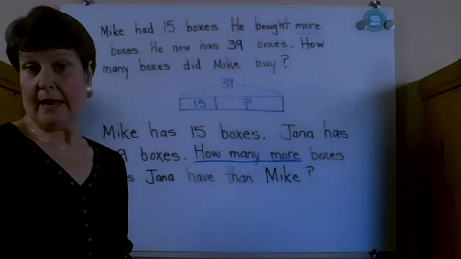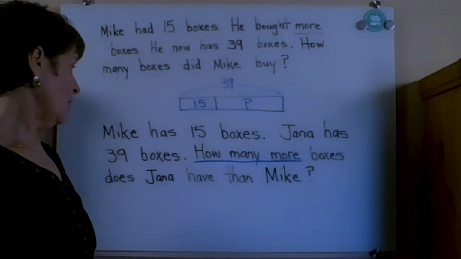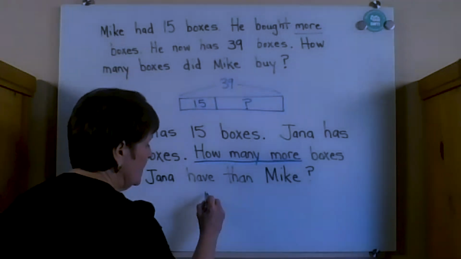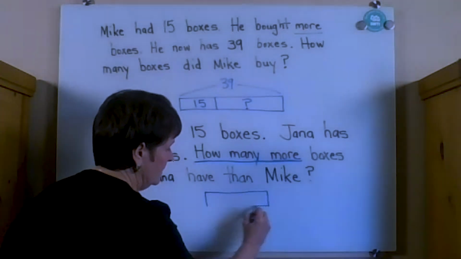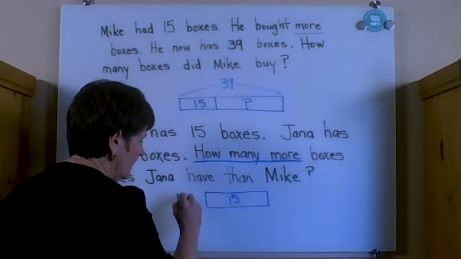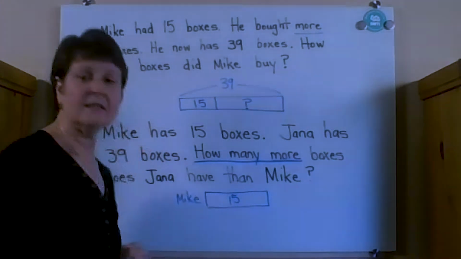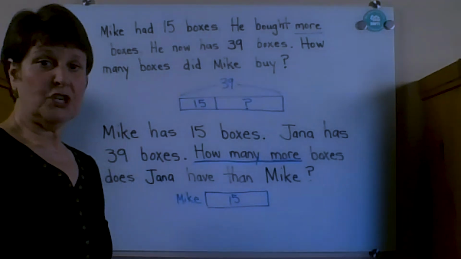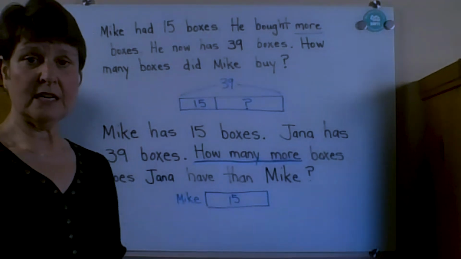So here I might ask students, what do we know? And they'll say Mike has 15 boxes. So we can represent Mike's boxes. We can decide how big we want that to be. We can label it, and that's Mike. Then we'll say, do we know how many boxes Jana has? Okay, we know she has 39.